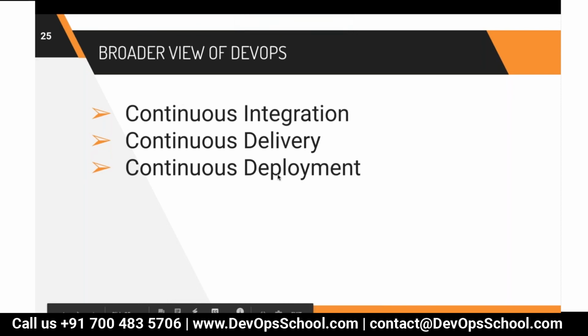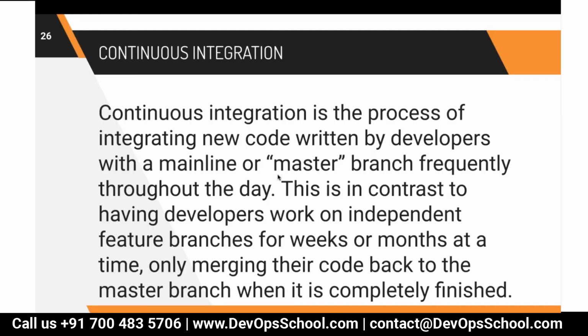let's go through it. Now, what really is continuous integration? Continuous integration is the process of integrating new code written by developers with a mainline or master branch frequently throughout the day. This is in contrast to having developers work on independent feature branches for weeks or months at a time, only merging their code back to the master branch when it is completely finished.